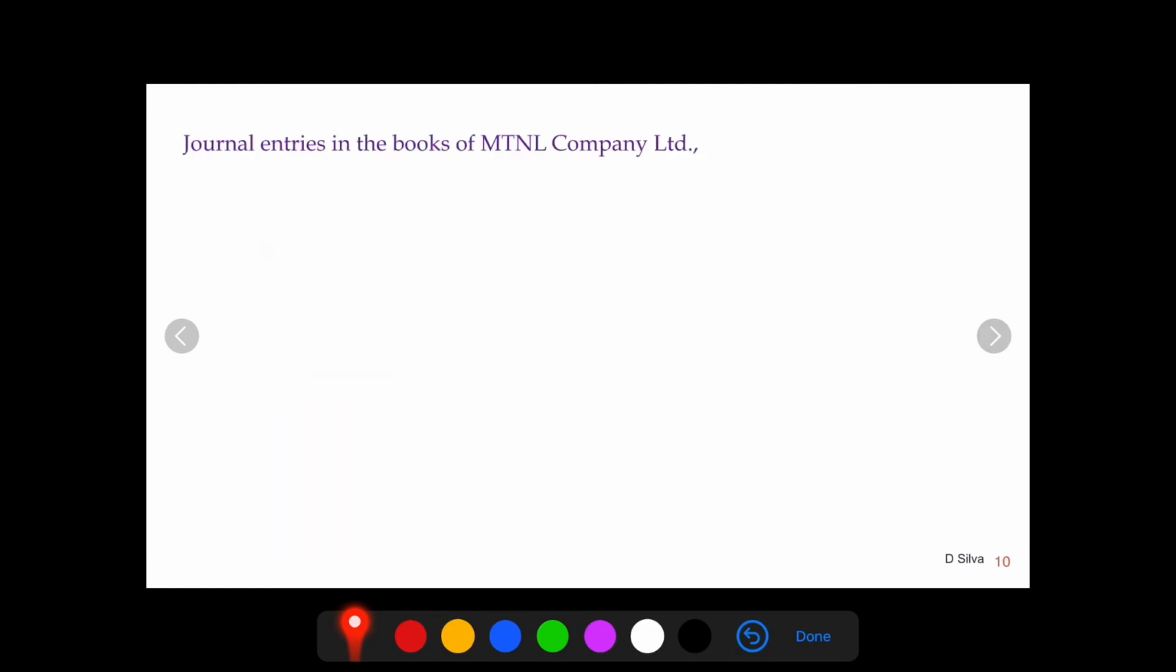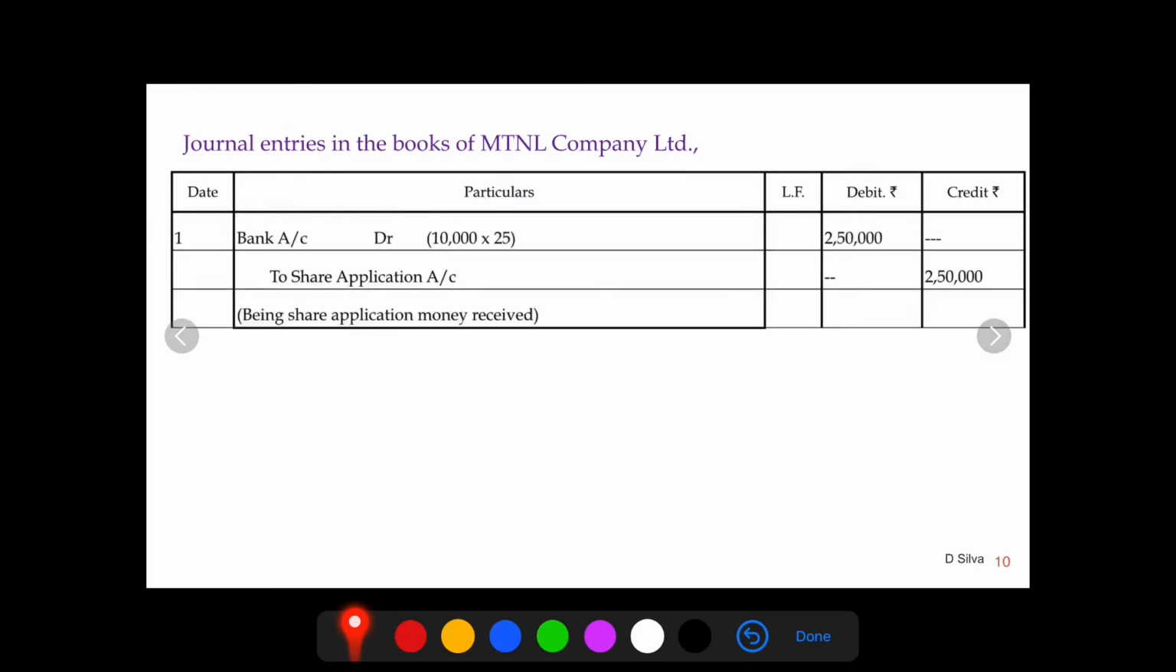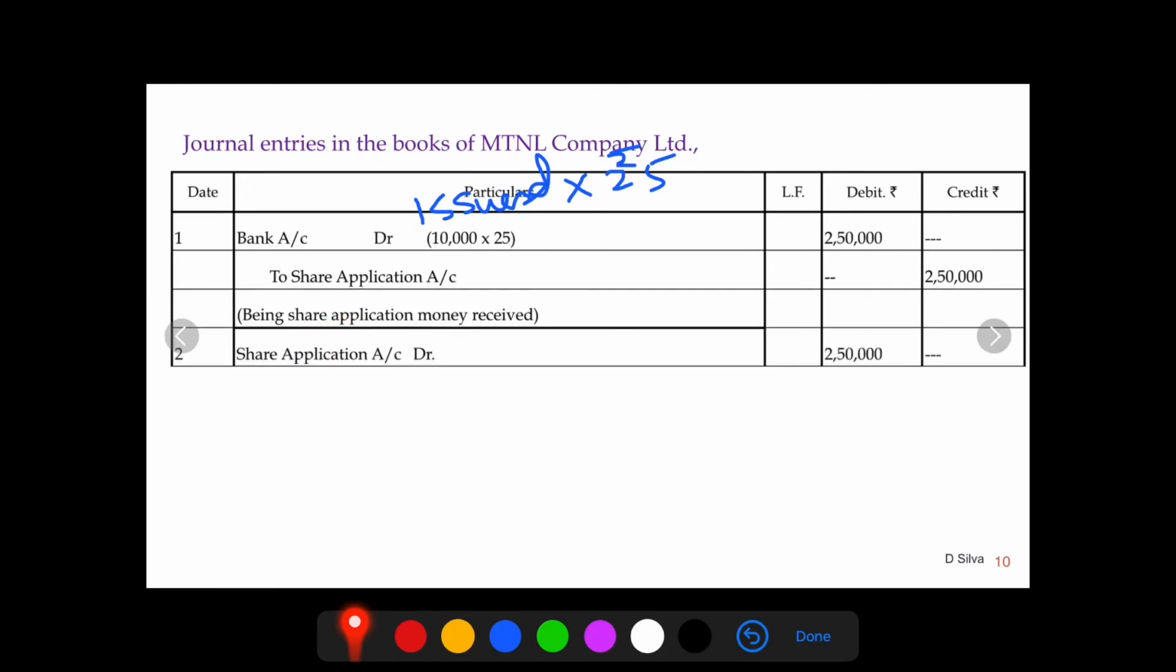So here you have the solution. Journal entries in the books of MTNL Company Limited. We have the format of journal. The first set of journal entry is on bank account debit to share application account. So how did we get 10,000? As it is mentioned in the question, it is 10,000 shares which are being issued, and on application they have allotted rupees 25. So 10,000 shares of rupees 25. The amount that is being debited and credited is 2,50,000. Narration for this journal entry is share application money received.